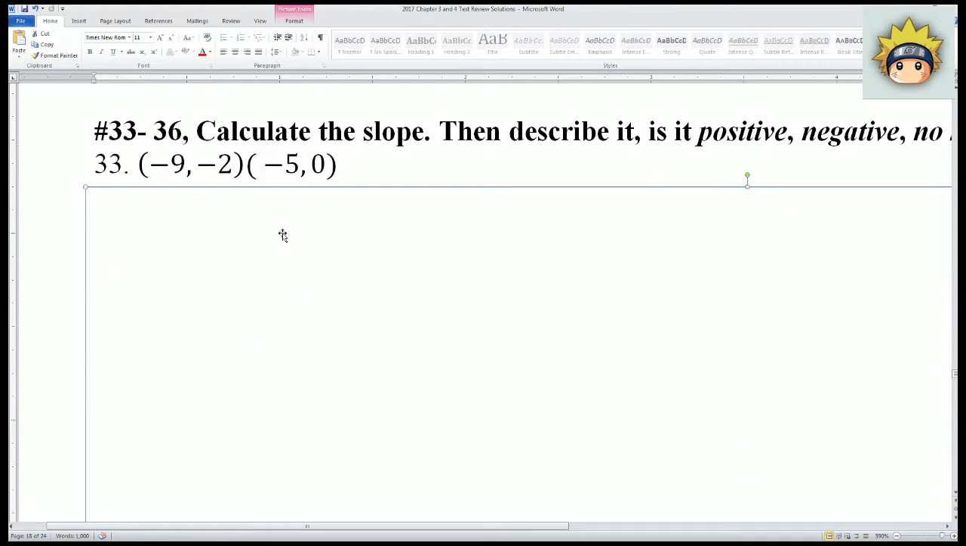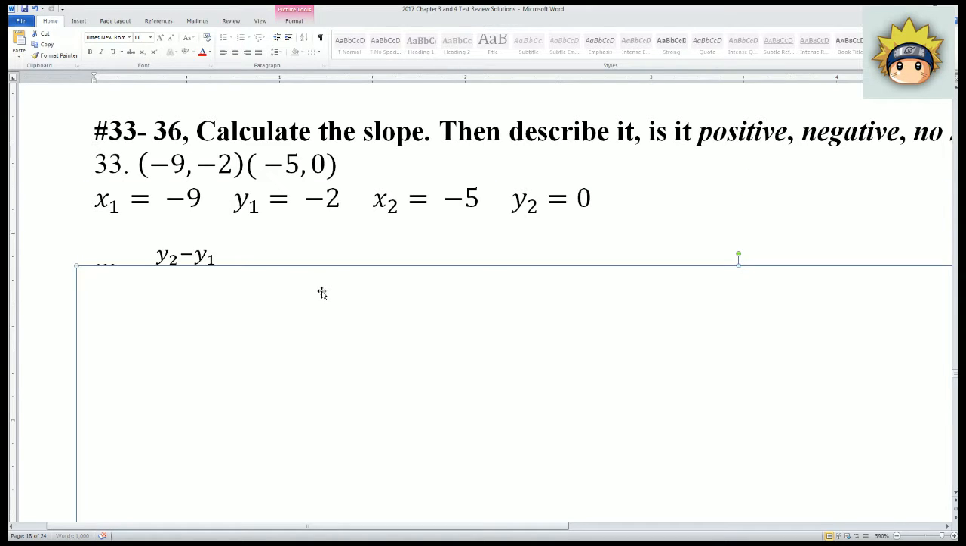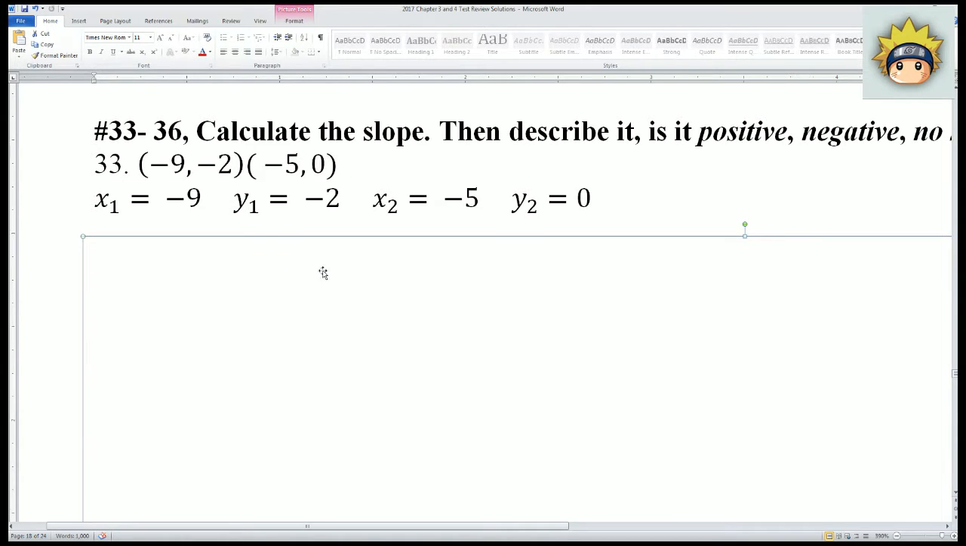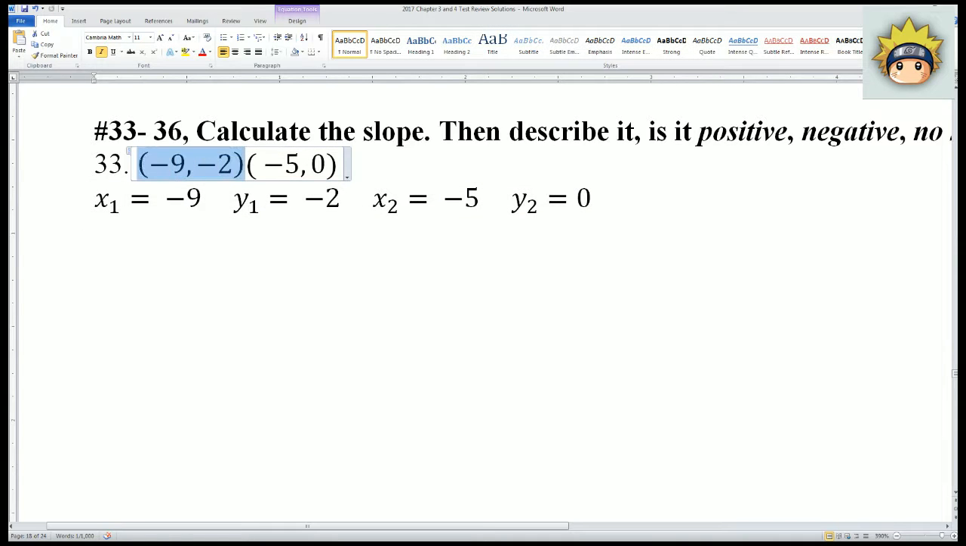There is no reason why you can't grab a piece of graph paper and just graph it. You can do that. For this case, I'm going to show it not using the graph method. I'm going to be using the formula method. Okay? The first thing I need to do is always label my points. This is the first point. The x for the first point is negative 9. x1 equals negative 9.